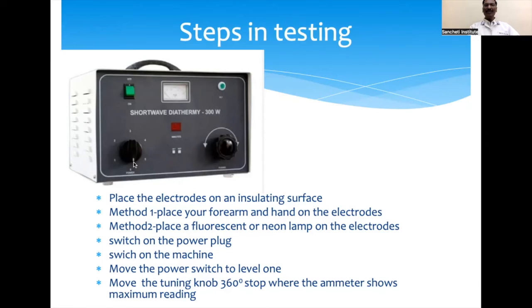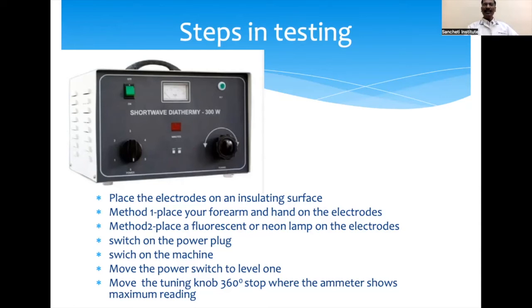So approximately for every intensity level of 1, there may be around a 60-watt output. That means at 1 it will be 60, at 2 it will be 120, at 3 it will be 180, and so on. Once you increase the power to 1, there is an output you can see, and you can see some warmth on the hand in the first method.